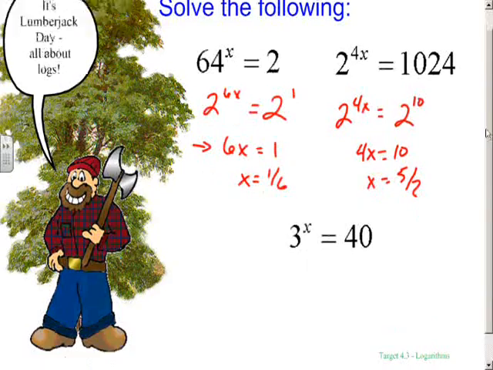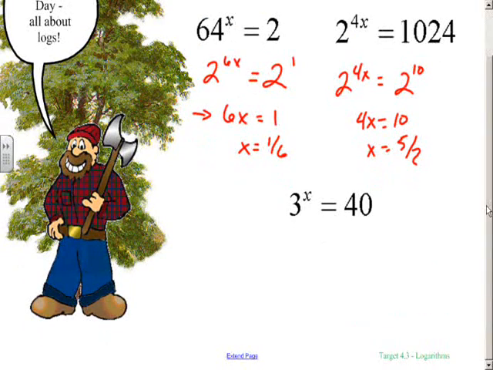Now the question would become, what happens if we do something like this, where you get 3 to the x is equal to 40? You can't write 40 as 3 to a power. You could probably come up with an estimation. 3 to the 3rd is 27, 3 to the 4th is 64, so x is going to be somewhere between 3 and 4, but how do we get more specific than that? And that's how logarithms came into being.